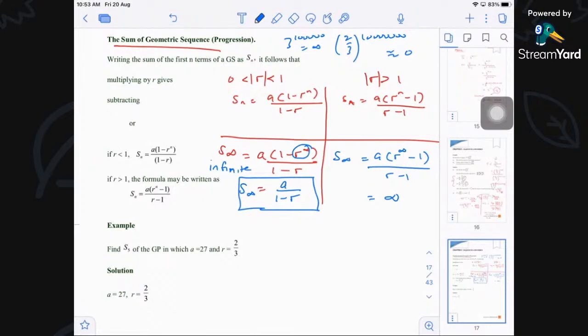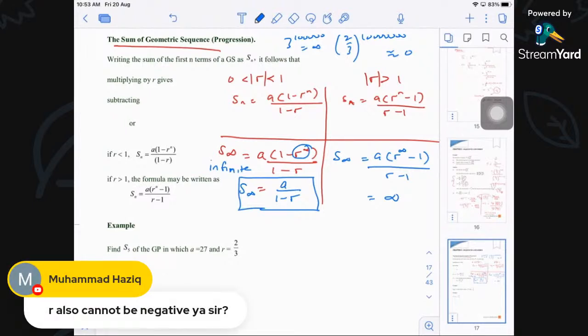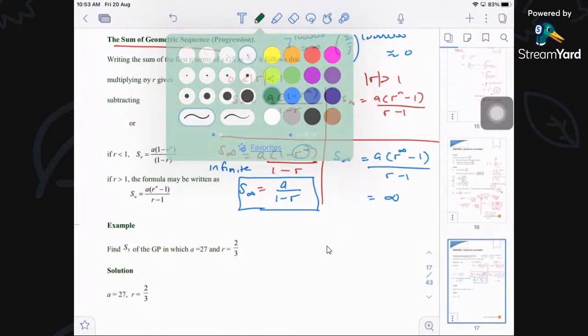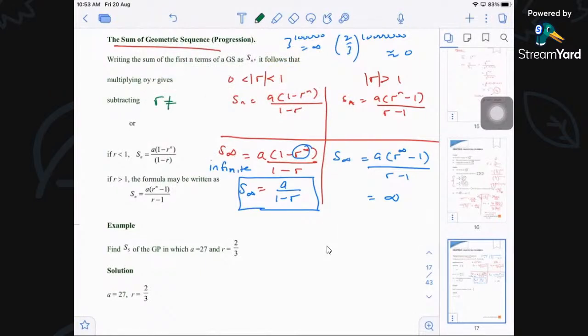Okay, r also cannot be negative? No, Hazik, wrong. R can be negative. Okay, Hazik asked me that r cannot be negative. Is it? No, wrong. R can be negative. No problem with that. Okay, r can be negative, but r cannot take some values. Anybody can tell me what is the value which r cannot take? R cannot be what? Actually, 0. r cannot take 0, correct? Some more? 1. 1, some more? Anybody can tell one more? Negative 1. Negative 1. Yeah, that's right. Negative 1. Clear? So these three values r cannot take.